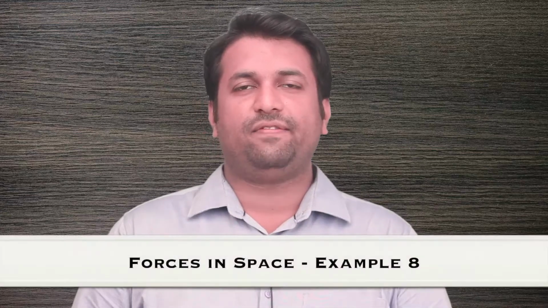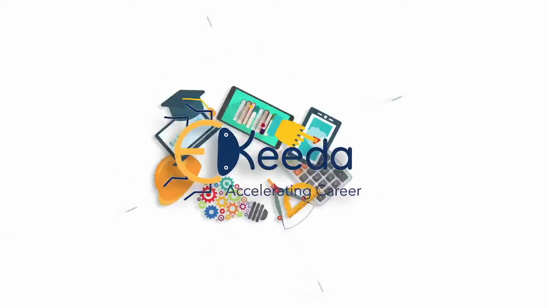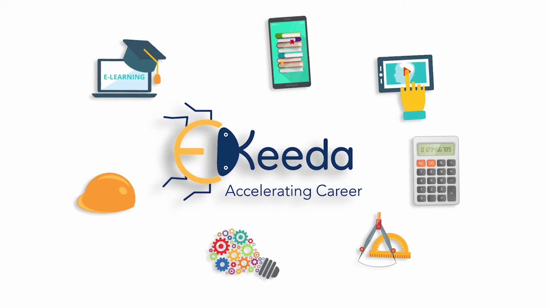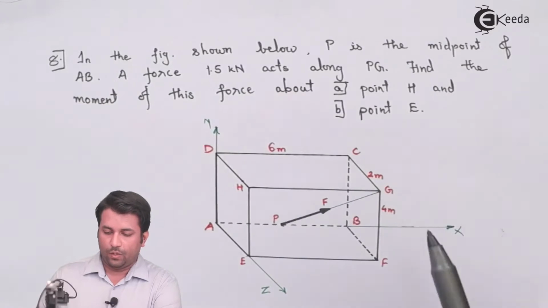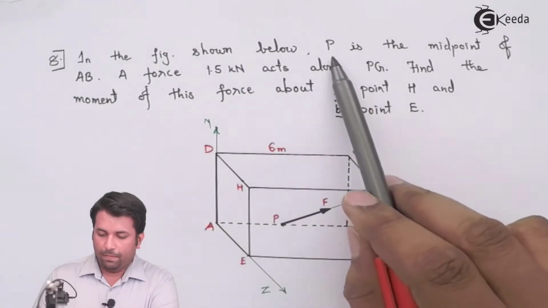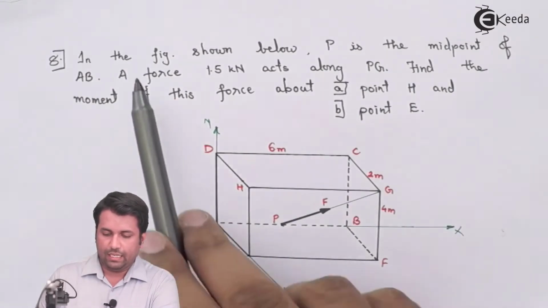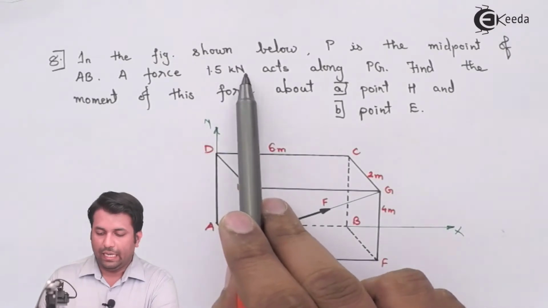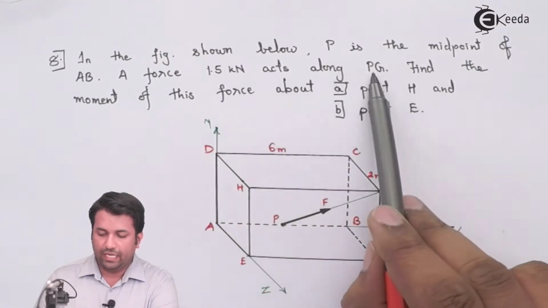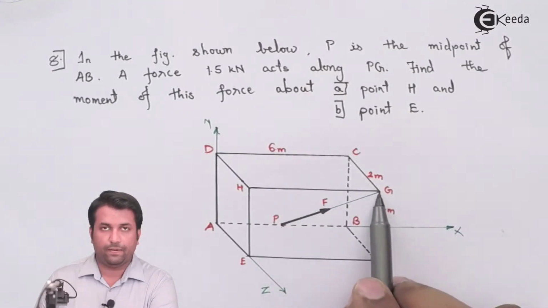Hello students, in this video we'll see the next example of solving forces in space. In this example, you can see that P is the midpoint of AB, that is this line. From that point, a force of 1.5 kilonewton acts along that point to G. So the force is acting from P to G.